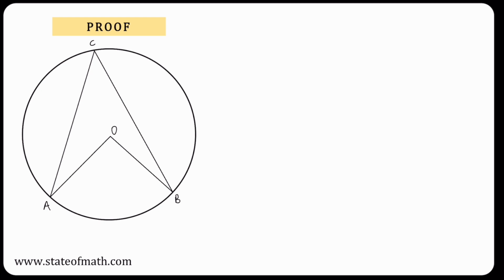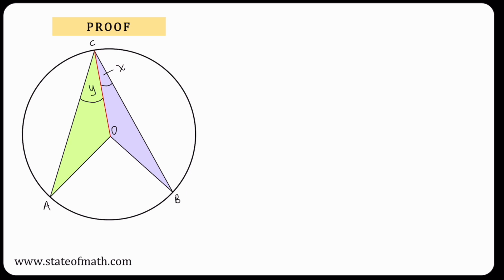For the proof, we start with a circle centered at O. We've got the arc AB, which subtends an angle of ACB at the circumference. I will start by drawing the radius from O to C, and we've got two triangles formed on either side of OC. So I could call the angle OCB to be x and the angle OCA to be y.